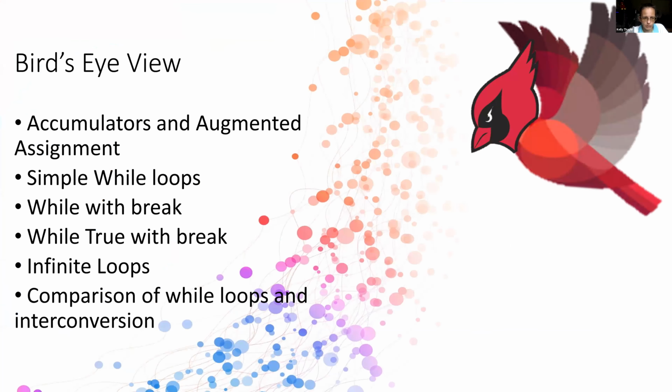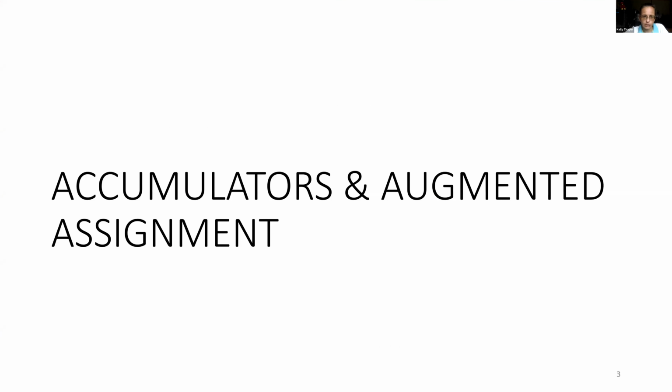So as I was saying, we're going to be talking about the various kinds of while loops. We will today cover the accumulators and augmented assignment, which isn't specifically about the loops, but these are things that you need to understand in order to do the loops. And then we will visit the simple while loops, and we will see some of the other flavors of the loops throughout the week. All right, so let's start off with accumulators and augmented assignment.